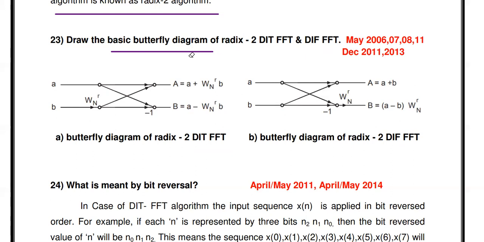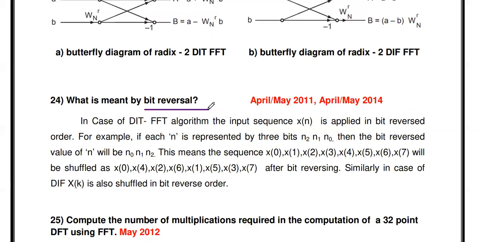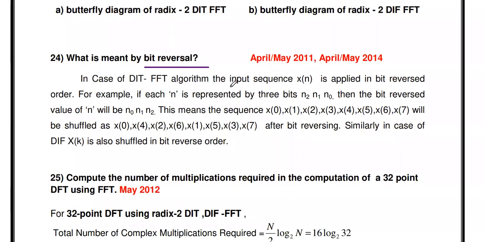Then the next question: what is meant by bit reversal? Already you know, in the DIT FFT algorithm, the input sequence x of n is applied in bit reversed order. In the DIF FFT algorithm, the output we receive from the algorithm is in bit reversed order. So what is bit reversal? That is the question. In the case of the DIT FFT algorithm, the input sequence x of n is applied in bit reversed order. So what does bit reversed order mean?